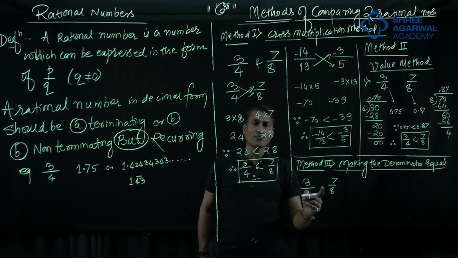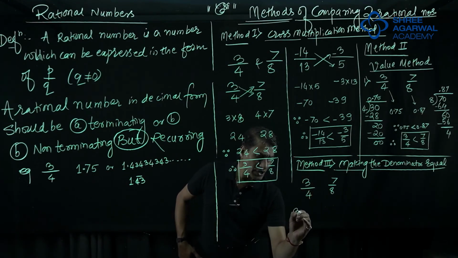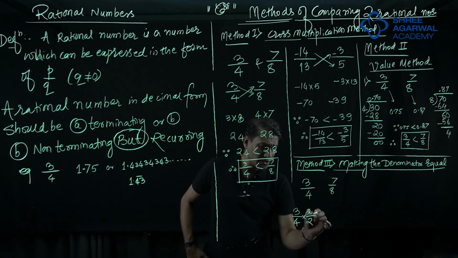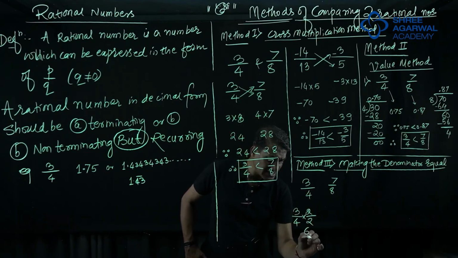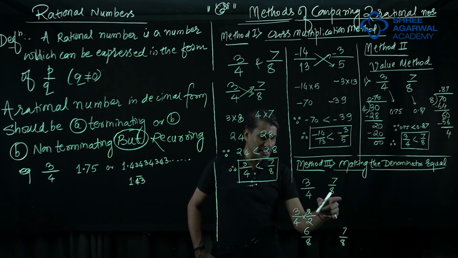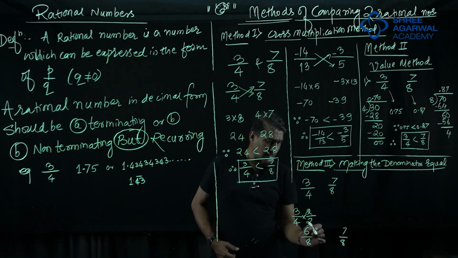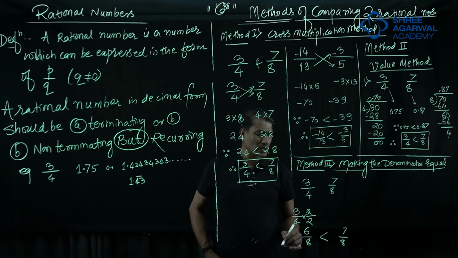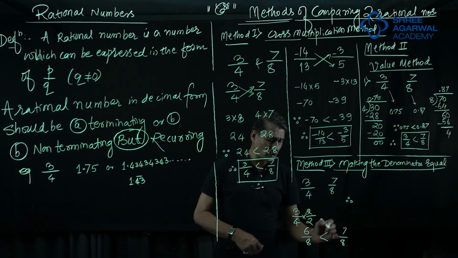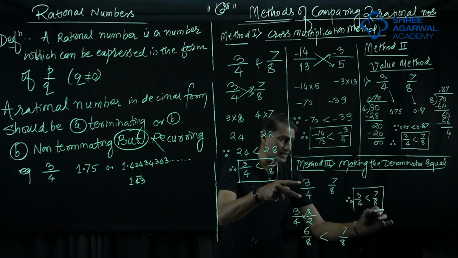The LCM of 4 and 8 is 8. So, I will say 3 upon 4, I have to make the denominator 8, so I will multiply here by 2. So this is 6 upon 8, and this is already 7 upon 8, because the denominator is already 8 now. Now you can very easily see this number is smaller. So we will say 6 upon 8 is smaller than 7 upon 8. Therefore, 3 upon 4 is less than 7 upon 8. We got the same result.